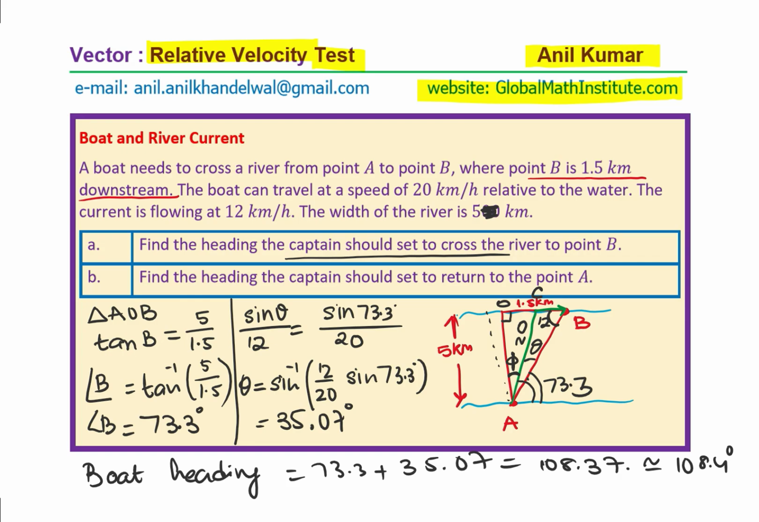So I hope the solution is clear. Now, once you know that, you need to work out the heading from point B to A, the return journey, right? So we've done the first part, which is find the heading the captain should set to cross the river to point B, right? Now let's do the reverse, which is find the heading the captain should set to return to point A. Okay, so let's get back to this diagram.